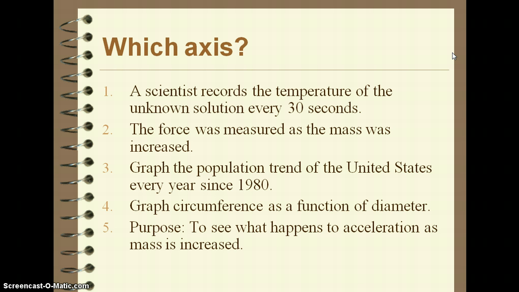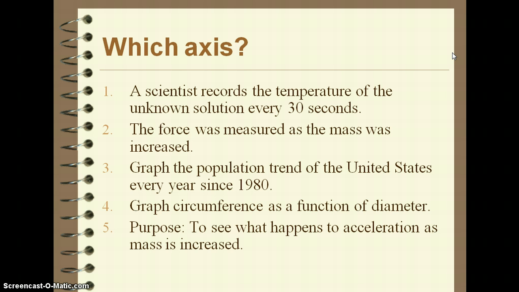Number 2, the force was measured as the mass was increased. We would want force on the y-axis and mass on the x-axis. As we increase mass, we want to see what happens to force. That makes force the dependent variable. Number 3, graph the population trend of the United States every year since 1980. Well, every year means since 80 it would be 80, 81, 82, 83, 84. So time, again, would be the independent variable on the x-axis, whereas population trend would be the dependent variable on the y-axis.